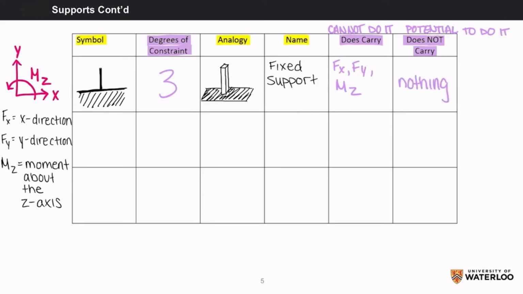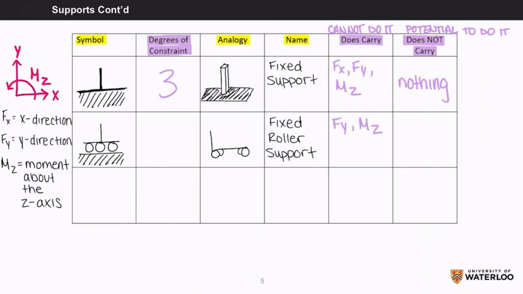The fourth type of support is a fixed roller support. This is the symbol. An example of this support is a pushcart or shopping cart. It carries Fy and Mz, as the cart cannot move vertically and cannot rotate, creating a moment. That means it has 2 degrees of constraint. It does not carry Fx, as the cart can move in the x direction.